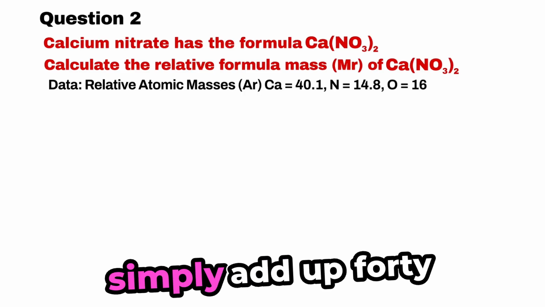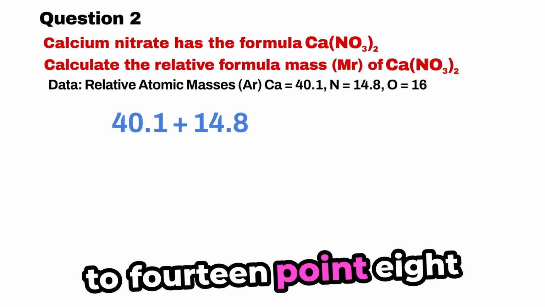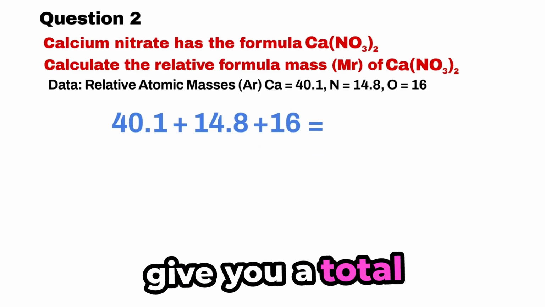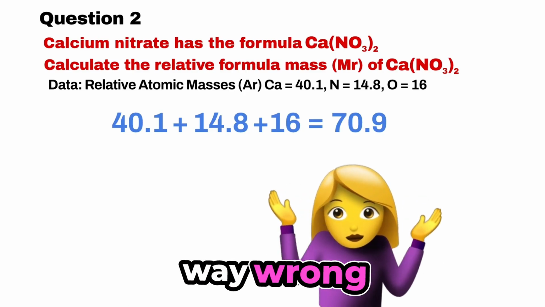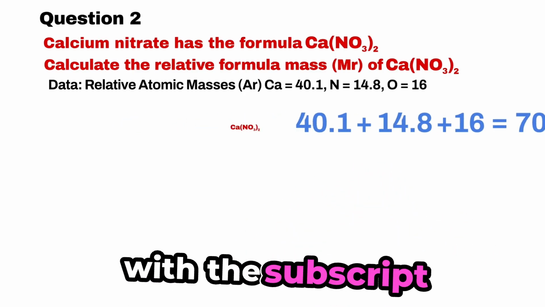Here's where students slip up. If you were to simply add up 40.1 for calcium to 14.8 for nitrogen to 16 for oxygen to give you a total of 70.9, you would be way wrong. And here's why. It's all to do with the subscript.